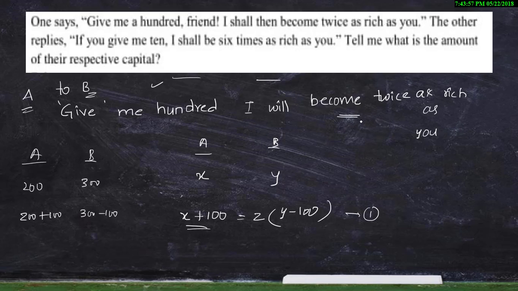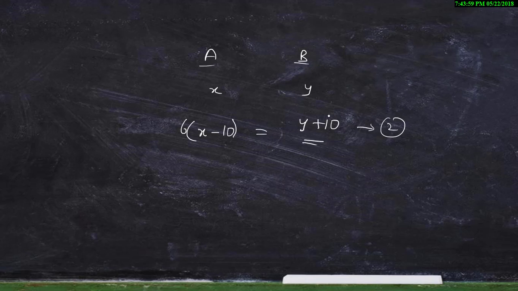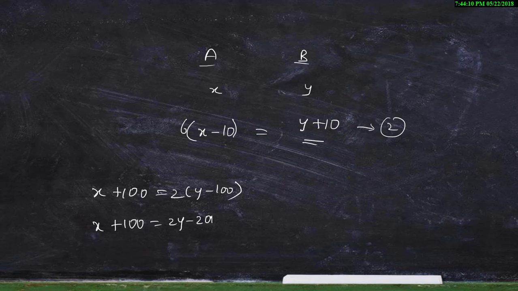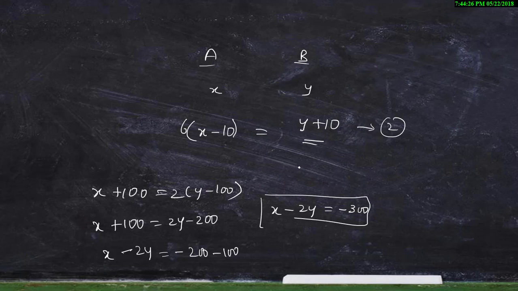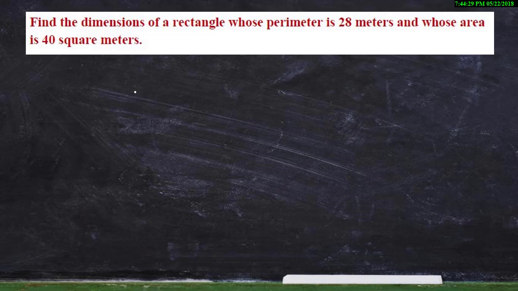So solving both equations, we get X plus 100 is equal to 2 into Y minus 100. Now solving it, we get X plus 100 is equal to 2Y minus 200, and sending variables to one side and constants to the other side, it becomes X minus 2Y is equal to minus 200 minus 100. So that becomes X minus 2Y is equal to minus 300. So this is our first equation.